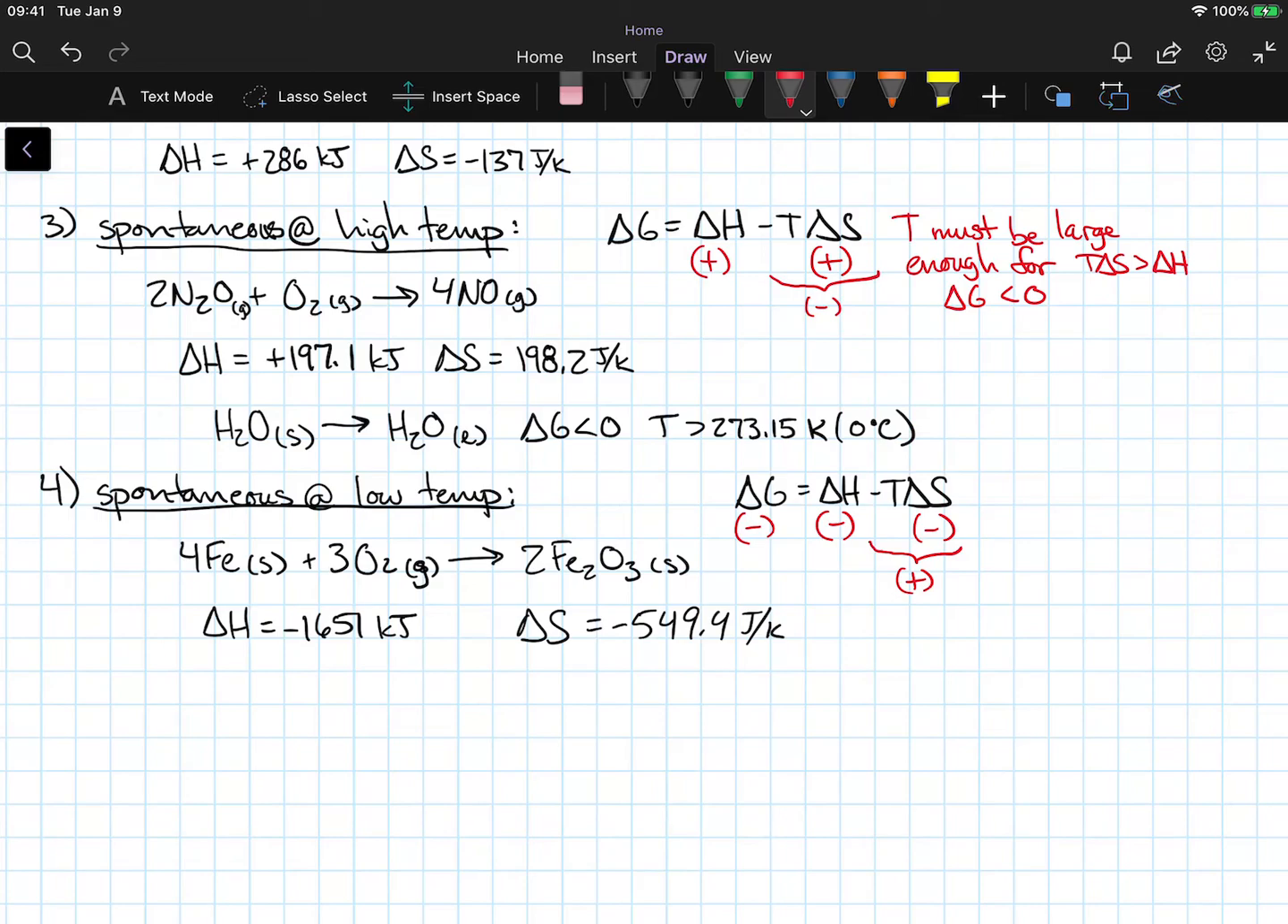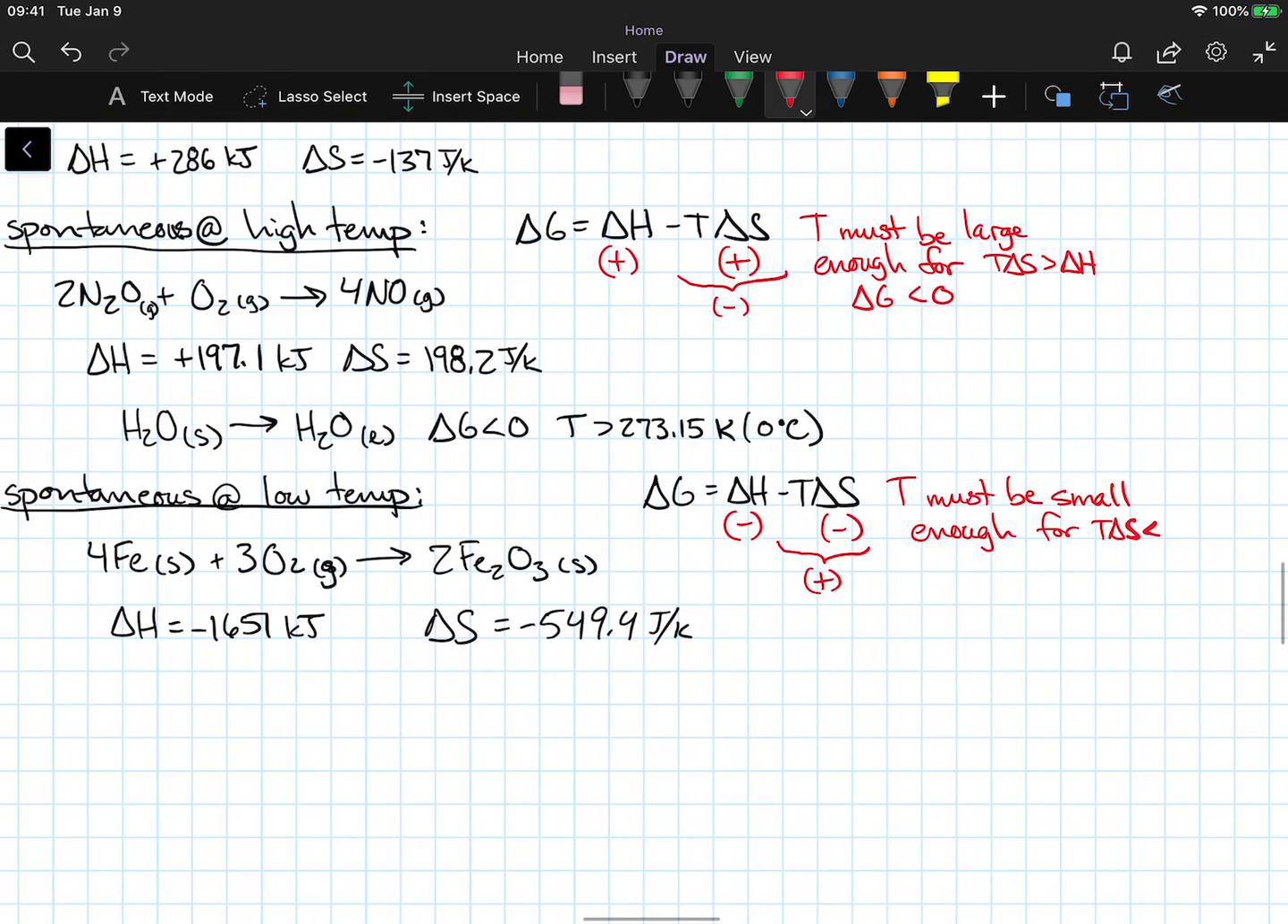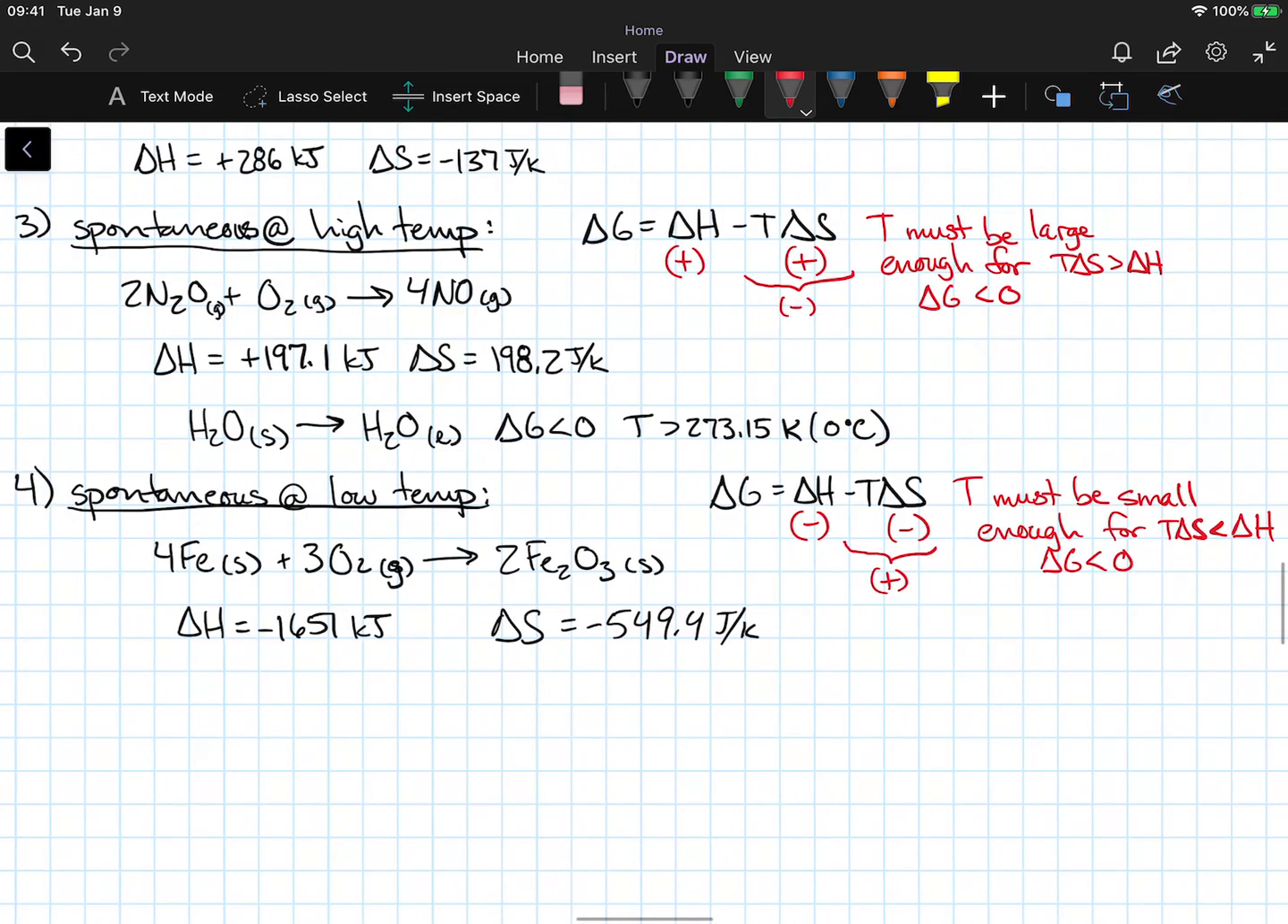So we want delta G to be negative in this case to make it spontaneous, but the T delta S term has to be small. So we say temperature T must be small enough for the T delta S term to be less than delta H, so that delta G will be less than 0 again and become spontaneous.